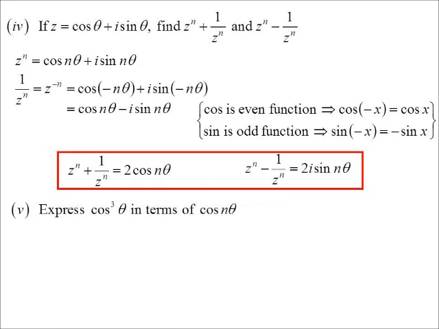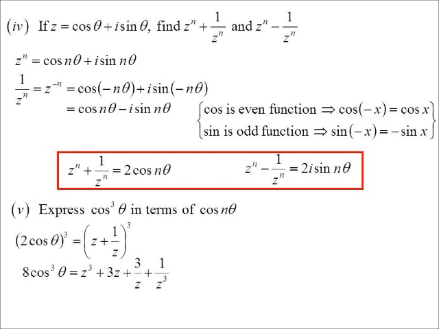So we can use this idea for, well, several types of questions. Here's an example of one. I'm now going to write an expression for cos cubed in terms of cos and multiples of theta. Okay. I want cos cubed. So I'm going to write 2 cos theta all cubed. But on the right hand side, remember, 2 cos theta will be the same as z plus 1 on z. n in this case is 1. So 8 cos cubed will be z cubed plus 3z plus 3 on z plus 1 on z cubed.